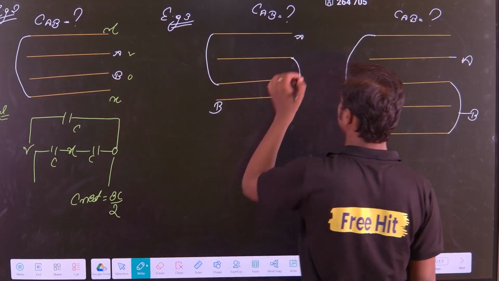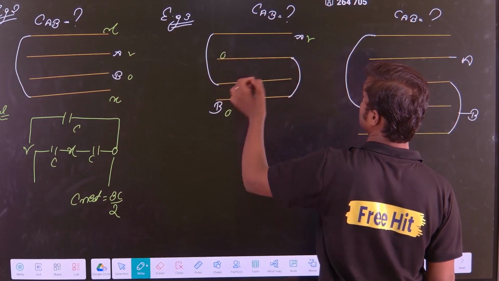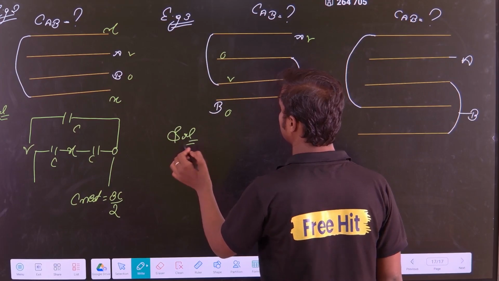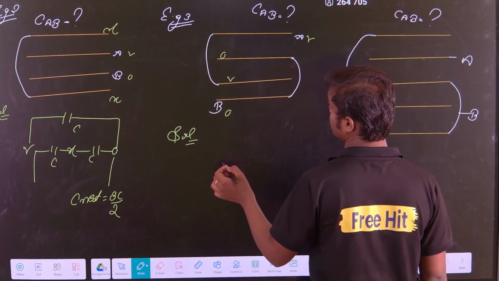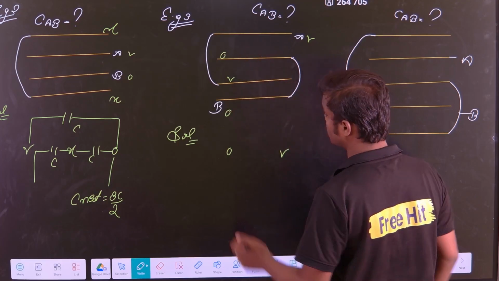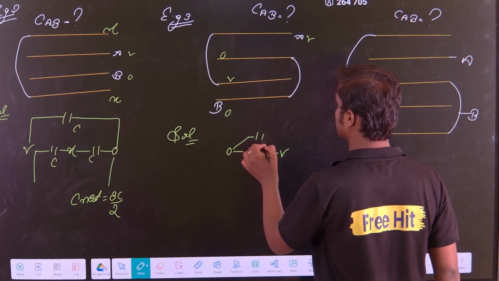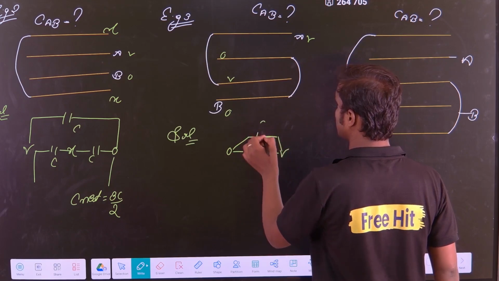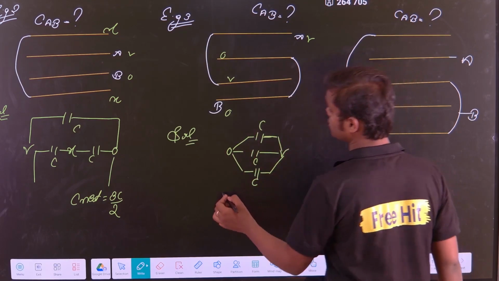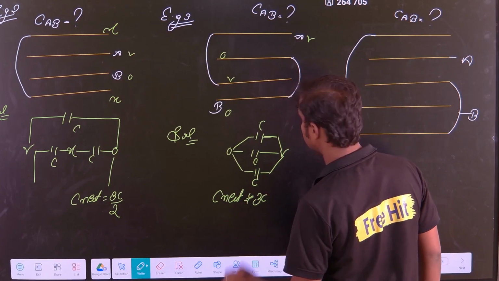Similarly here, suppose this potential is V, and this potential is 0, so this will also be at 0, and this will also be at V, correct? So if you draw the circuit diagram for here, the first thing is 0 and V. If you see, all the capacitors are coming between 0 and V. So this is capacitor C, and we have another capacitor C, and then we have another capacitor that is also C. What is my C net in this case? If all three are connected in parallel, this will be 3C, correct?